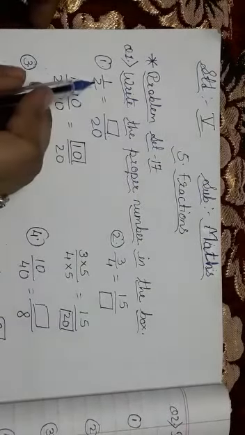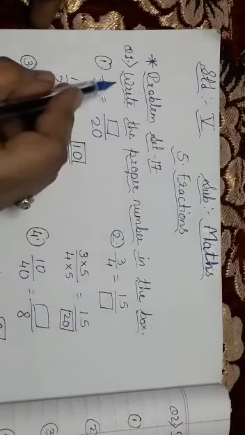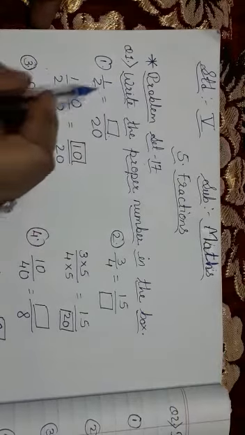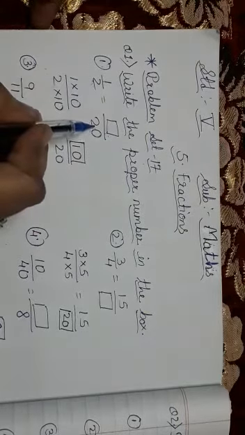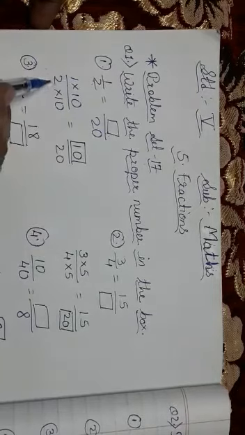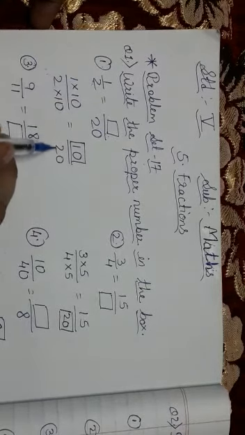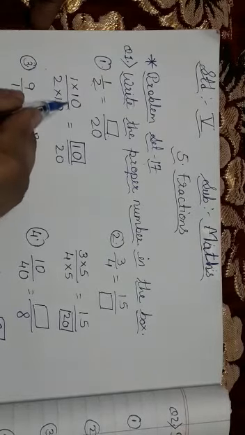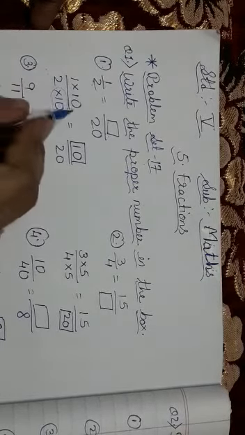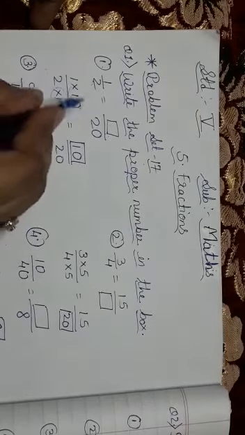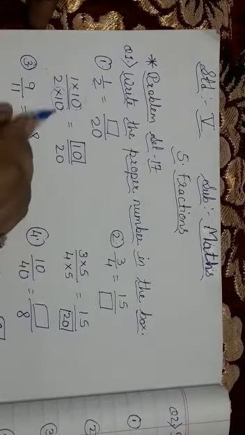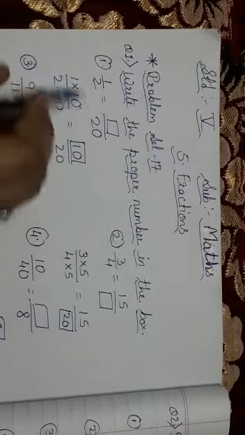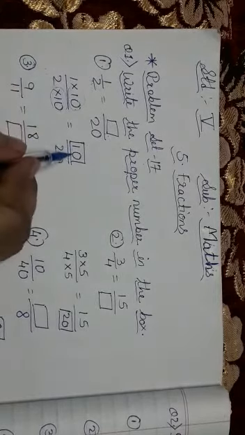How will we find it? First thing you have to remember: when the first fraction is smaller, then you will do multiplication. Like in 2 table, 20 goes, how much? 2 tens are 20. That's why I have written here 2 tens are 20. The rule is, what we multiply in the denominator, the same thing the numerator will be multiplied by, 10. So 2 tens are 20, which they have already given you, and 1 ten is 10. So this is the answer, 10.